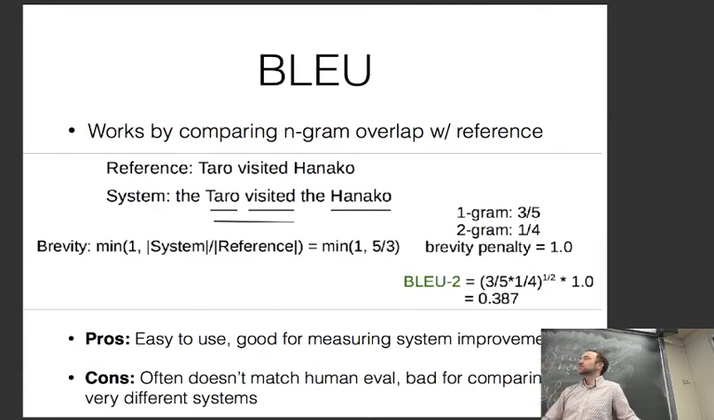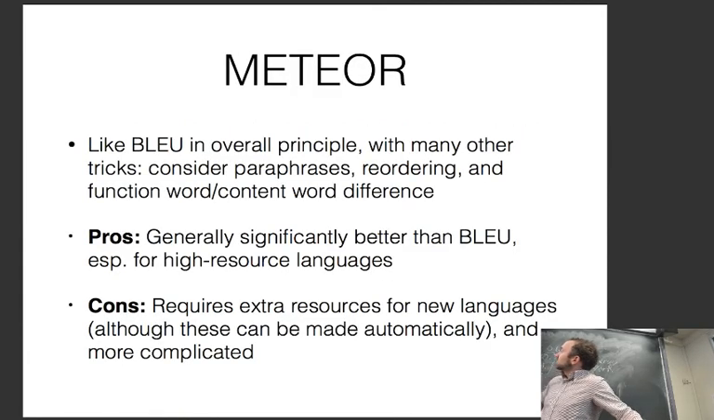So just to confirm, in the case of the BLEU score, if the sentence that the system output was Taro went to see Hanako, it would be heavily penalized even though the meaning is the same. Yes, and Meteor is designed specifically to fix that problem because it considers paraphrases. The pro is that this is generally significantly better than BLEU. For image captioning, I think this is now the de facto standard that a lot of people use. The problem is that it requires extra resources for new languages, so it's language specific, and it also has tunable parameters, so it's a bit more complicated.